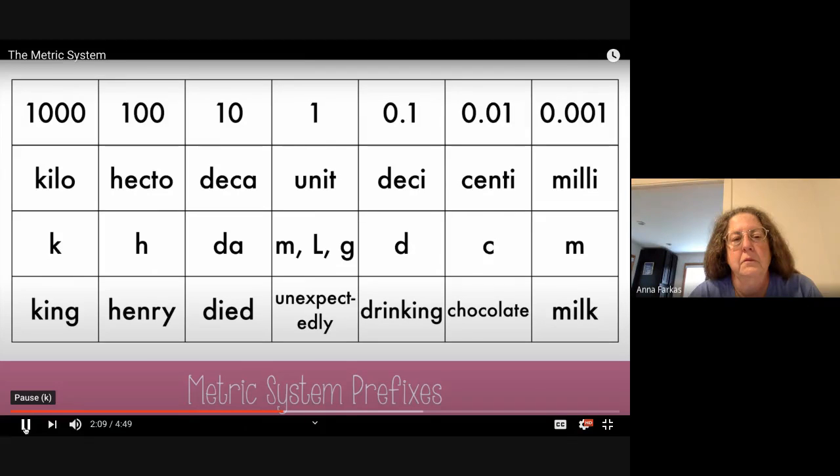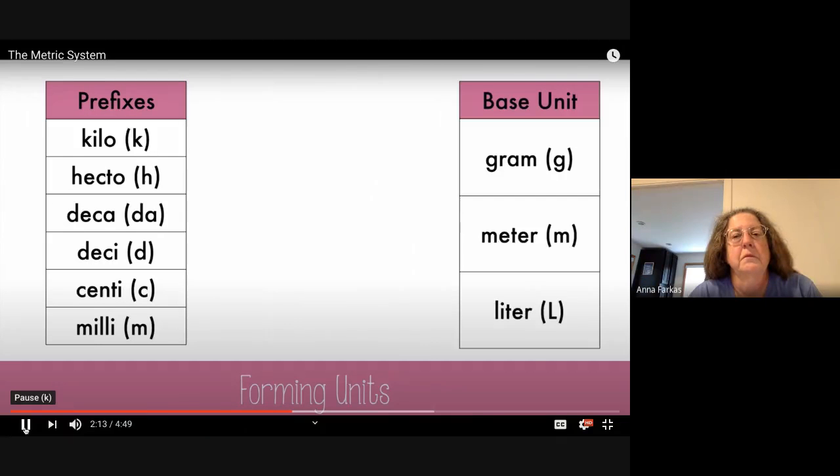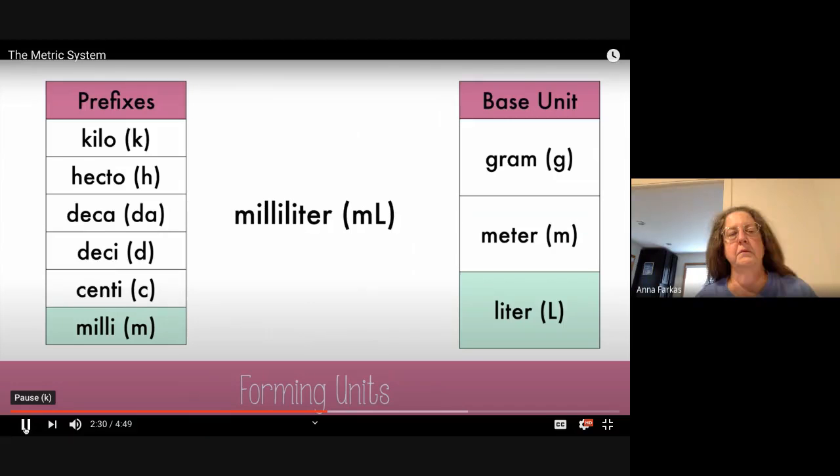Let's see how to use this information. You can take any prefix and attach it to any metric base unit. If you chose kilo and gram, you'd have a kilogram with the symbol kg. Or you could choose deca and meter and get a decameter with the symbol DAM. Or you could choose milli and liter and get milliliter with the symbol mL, with a capital L. You could make any combination you need.